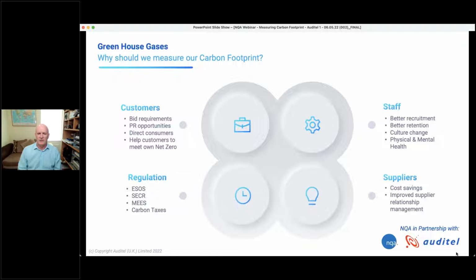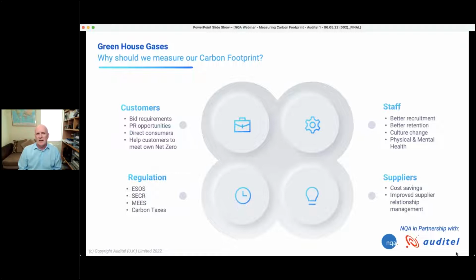Regulation. There are a number of regulations that have been brought in by the government over the past 6-7 years, including ESOS, SECR, MEIS. The information that you gather and calculate for your carbon footprint is also similar to the data required for your obligations under ESOS and SECR. So it means you're not doing the job twice. It's helping you gather that information. And the other thing that could be coming at some point in the future is carbon taxes. So if we can be ahead of the game and start to record and report our carbon, we're ready when this happens.